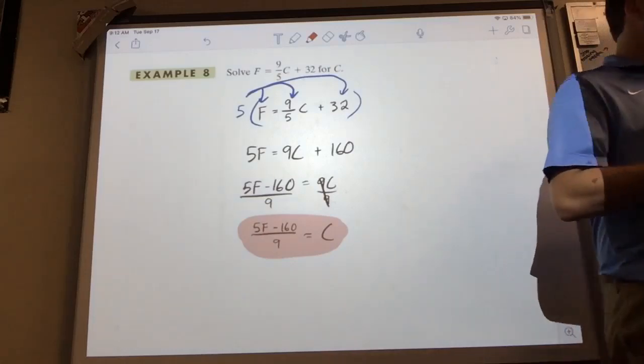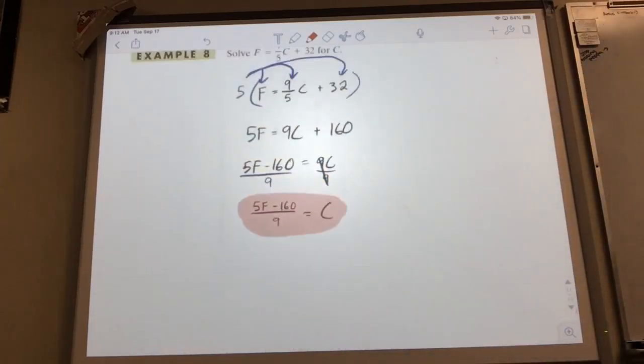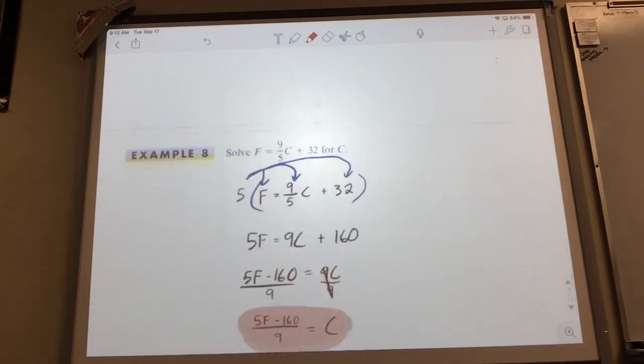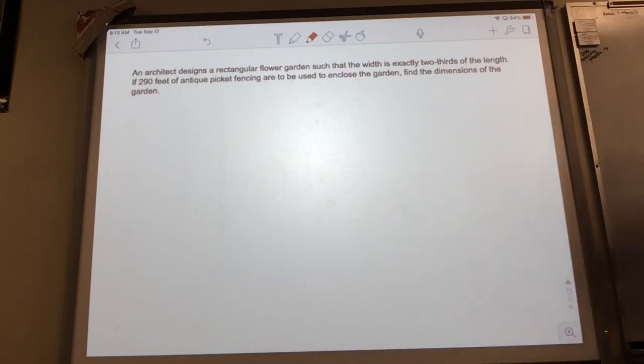Okay, we got one more problem. This last problem, you can see that I didn't type it in the same way as all the other stuff. I went into the homework because everyone asked me about it, and I copied it in here. So this is: an architect designs a rectangular flower garden with a width of exactly 2/3 of the length. If 290 feet of fencing are to be used to enclose the garden, find the dimensions.